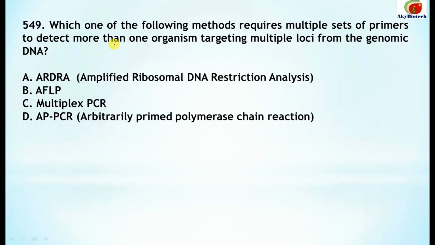Next question: which one of the following methods requires multiple sets of primers to detect more than one organism targeting multiple loci from the genomic DNA? Which method is required? It requires multiple sets of primers to detect more than one organism, targeting multiple loci from the genomic DNA. The correct answer to this is multiplex PCR.